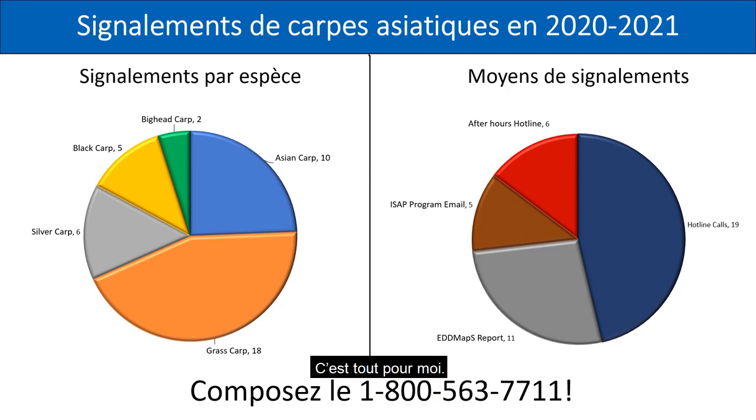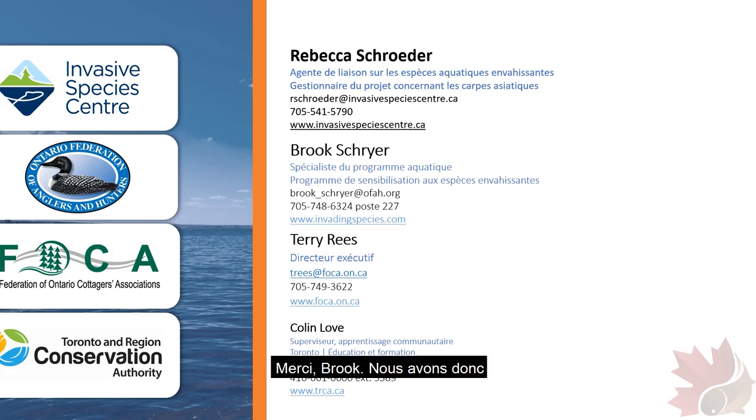So with that, if you guys ever suspect that you've seen an Asian carp, make sure you do snap that photograph, mark your location, and then call 1-800-563-7711. And that's it for me.